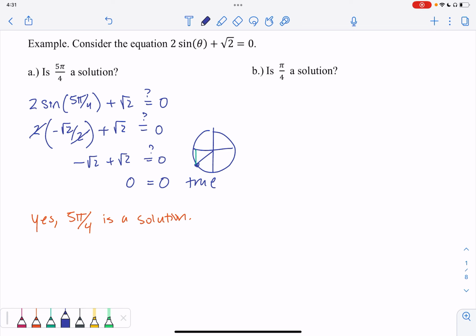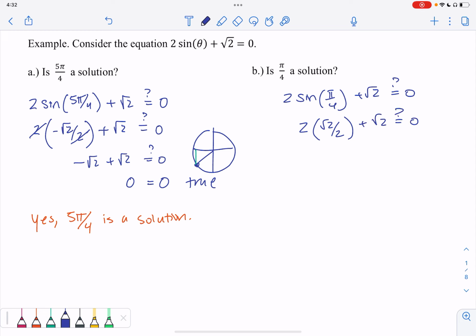Let's try this other one. Part B: is pi over 4 a solution? We're going to do the same check. 2 times sine pi over 4 plus root 2 equals 0, question mark over the equal sign. So this is 2 times root 2 over 2 plus root 2 equals 0, question mark. Again, where am I at pi over 4? I'm on that main diagonal in the first quadrant. And here, for sine, I have to move up to get there, so this is positive. This would give me root 2 plus root 2 equals 0.